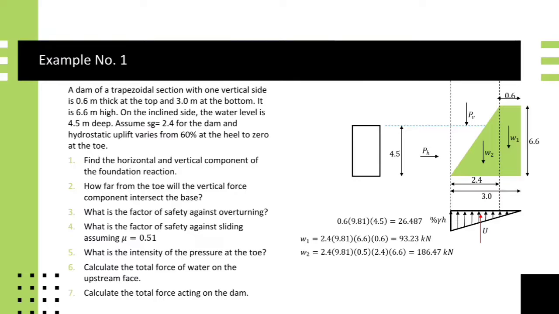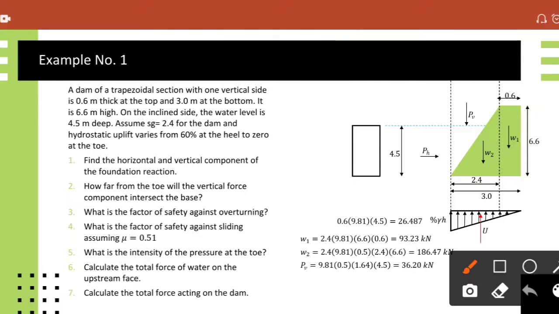Next, solve natin ang, if I'm not mistaken, PV. So, PV will be equal to 9.81 times, di ba ang formula nun is gamma times the volume, or gamma area total times the length. So, 9.81 times 0.5 times 1.64 times 4.5. Bakit kaya naging ganyan yung formula? Ay, naging ganyan yung given.